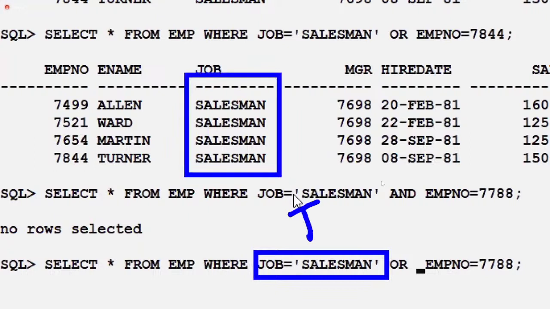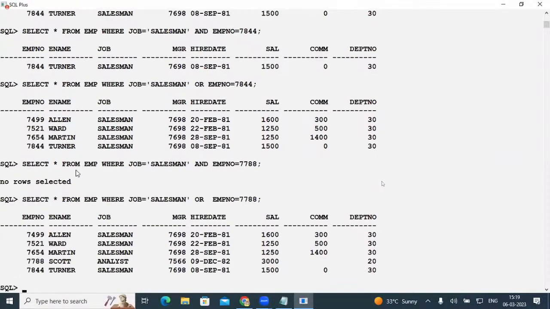First condition true. Employee number is what now? 7788. 7788 is another row. But that is also there, na? Yes. Total how many will come? Total 5 rows will come, including the analyst.